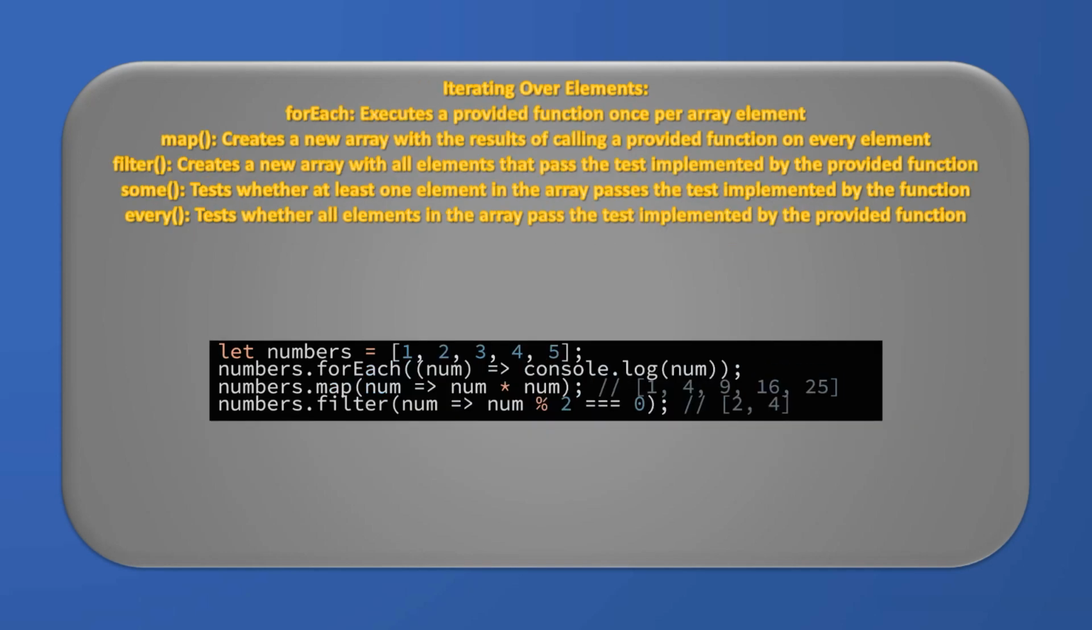Iterating over elements methods, such as forEach, execute a provided function once per array element. The map method creates a new array with the result of calling a provided function on every element. The filter method creates a new array with all elements that pass the test implemented by the provided function. The some method tests whether at least one element in the array passes the test implemented by the function. And finally, the every method tests whether all elements in the array pass the test implemented by the provided function.